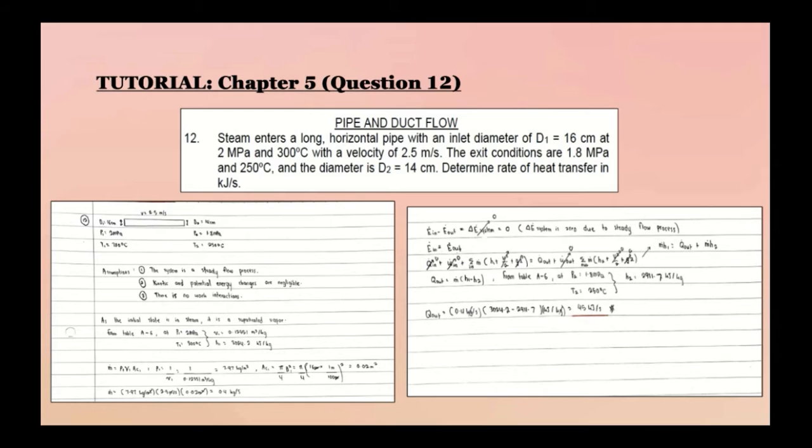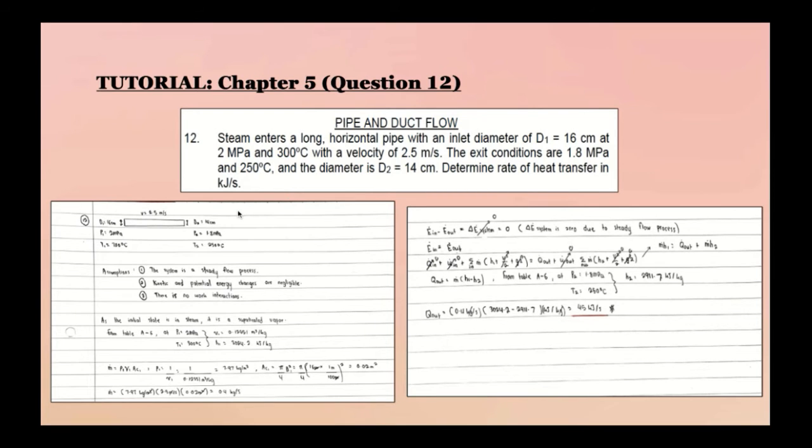Assalamualaikum and a very good day to everyone. So I will continue with the presentation by explaining tutorial questions regarding pipe and duct flow, which is question 12. Question 12. Steam enters a long horizontal pipe with an inlet diameter of 16 cm at 2 megapascal and 300 degrees Celsius with a velocity of 2.5 meter per second. The exit conditions are 1.8 megapascal and 250 degrees Celsius and the diameter is 14 cm. Determine the rate of heat transfer in kilojoule per second.